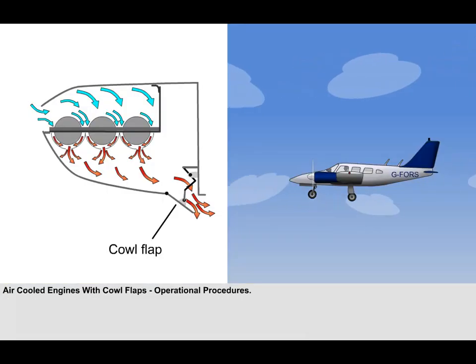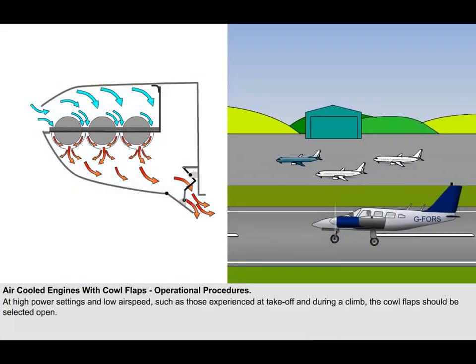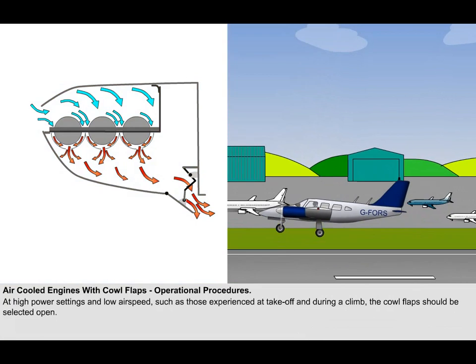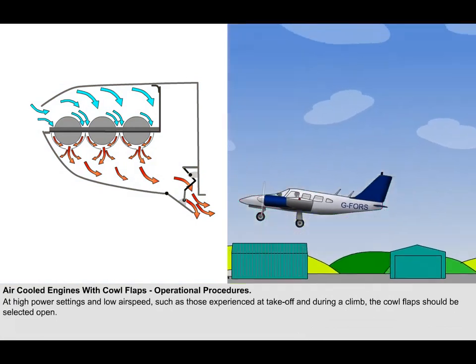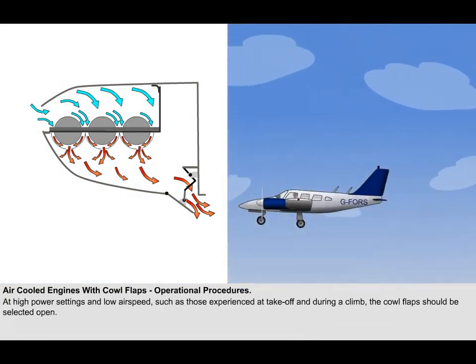It is easier for the pilot of an aircraft with variable cowl flaps to maintain control of the temperature of his engine by adjusting the opening of the flaps to suit the operating conditions. At high power settings and low airspeed, such as those experienced at takeoff and during a climb, the cowl flaps should be selected open to increase flow rate of air and so increase cooling. When selected to this position at takeoff, the protruding cowl flaps may increase drag.